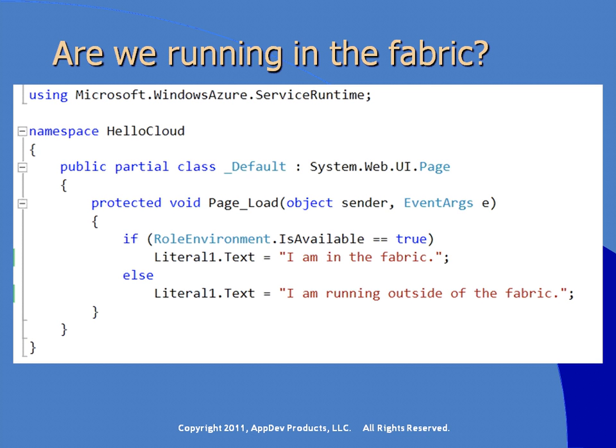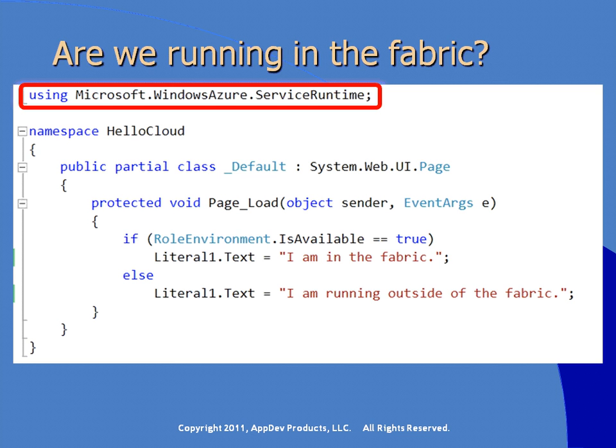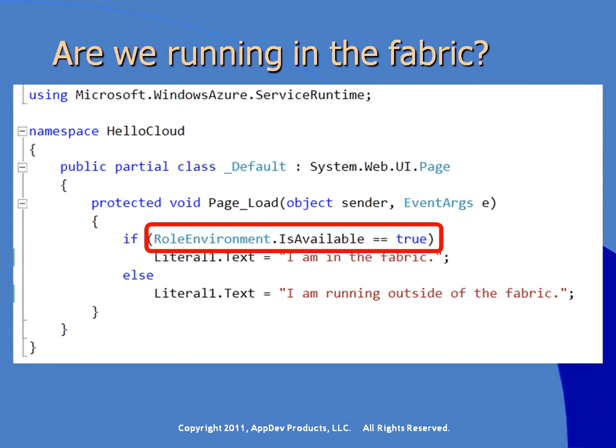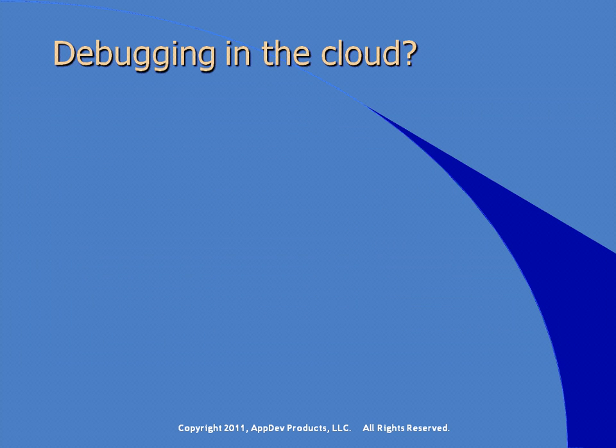You can also include code in your application to determine whether you are running in the Fabric or not. Via the Windows Azure Service Runtime namespace, you can use the Role Environment class to help determine whether you are running inside or outside of the fabric. So now let's take a look at debugging your application.